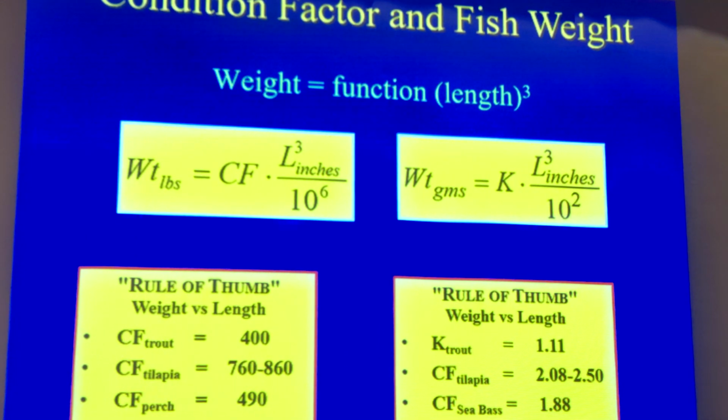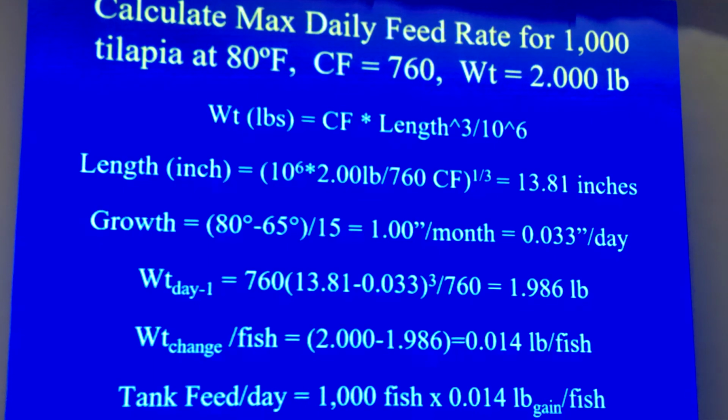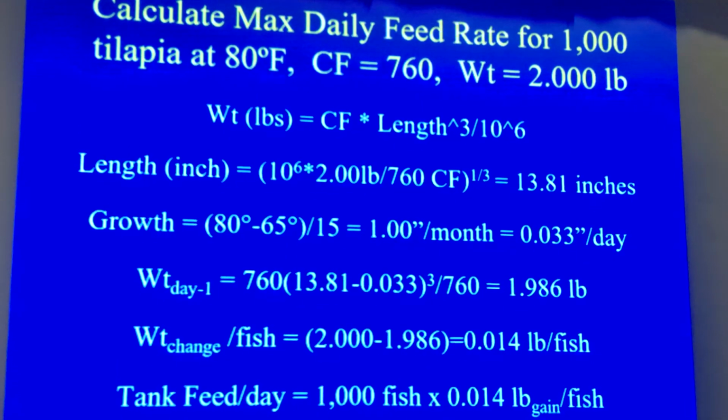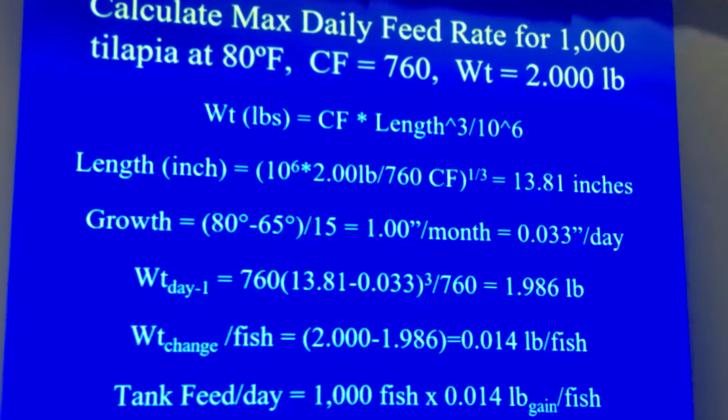That's standard stuff for the fish guys. Weight in pounds or kilograms is condition factor times length cubed. You use that to calculate how fast the fish are growing and how much one more day of growth would achieve. As a design example: calculate the maximum daily feed rate for 1,000 tilapia at 80 degrees, condition factor 760, and weight of 2 pounds.